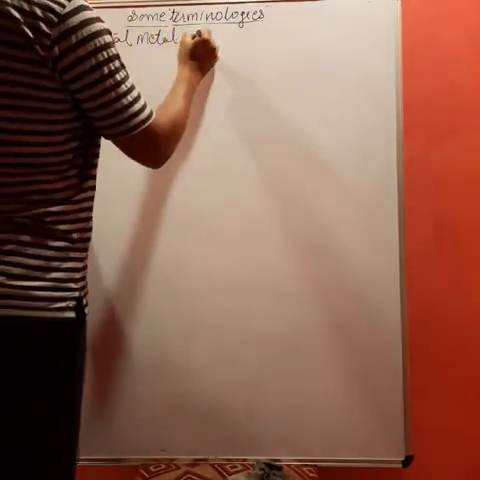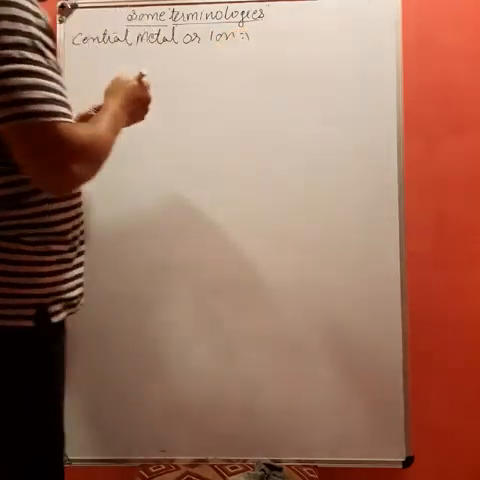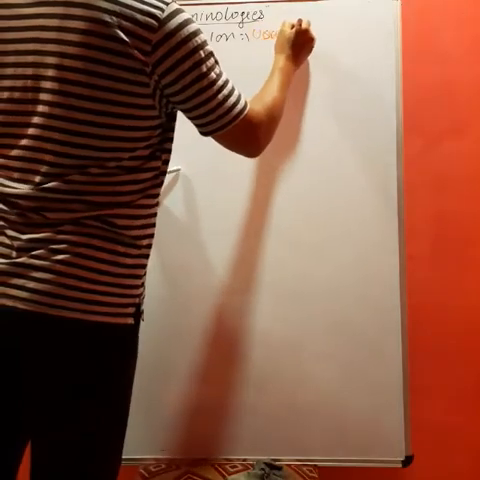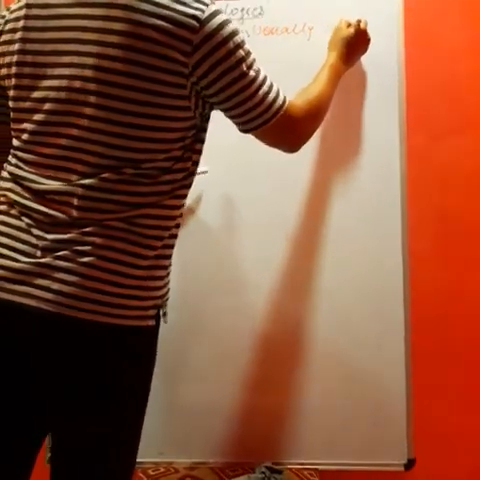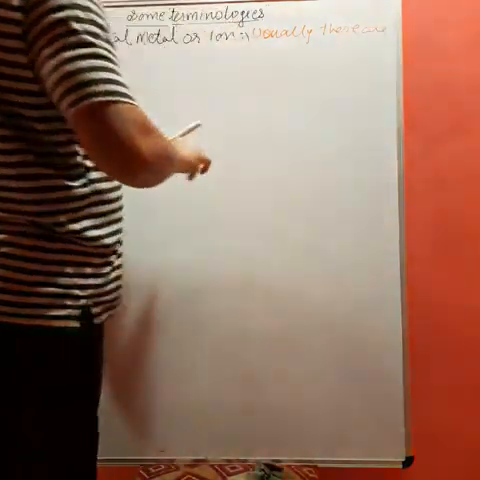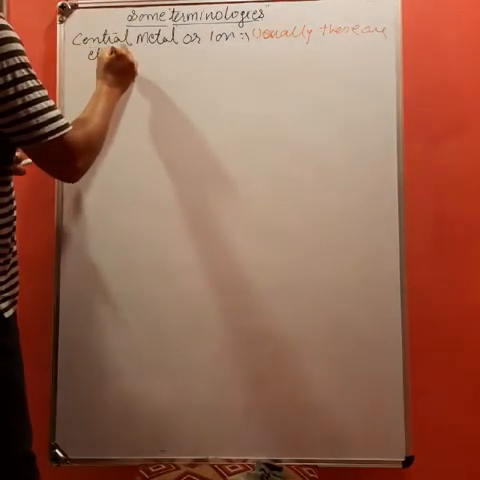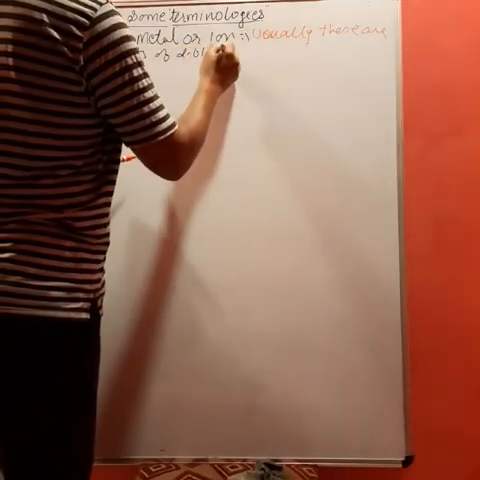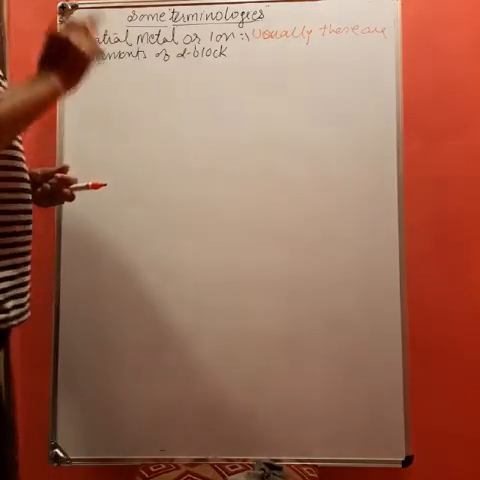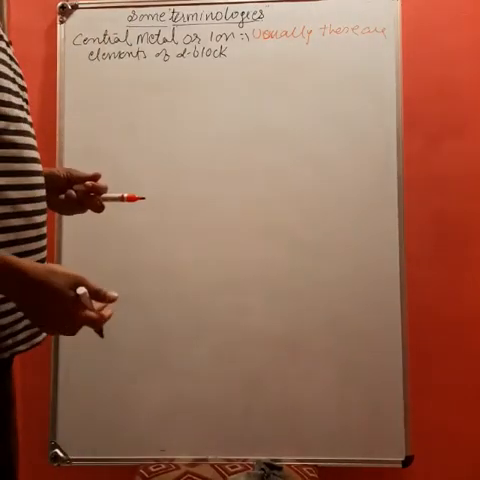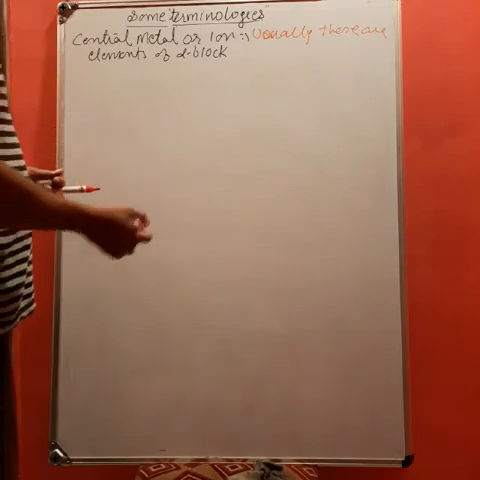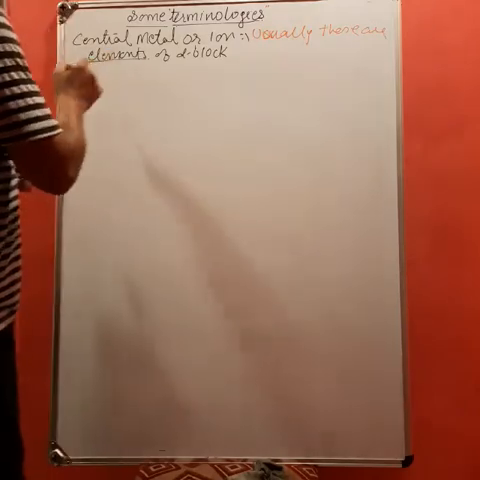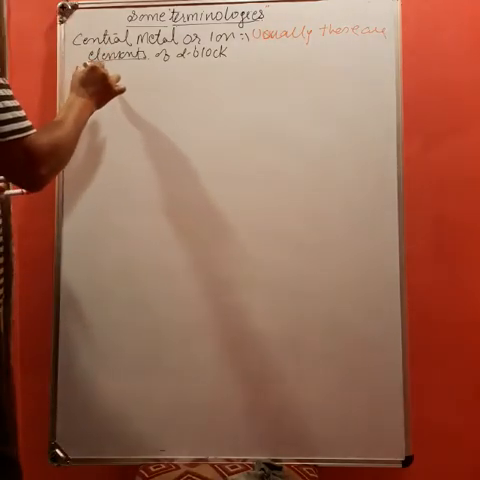Central metal atom or ion. Usually these are elements of the d block. Remember, usually, not always. Sometimes a p block element can also form a coordination compound. So usually they are elements, atoms or ions. The next most important one is what?